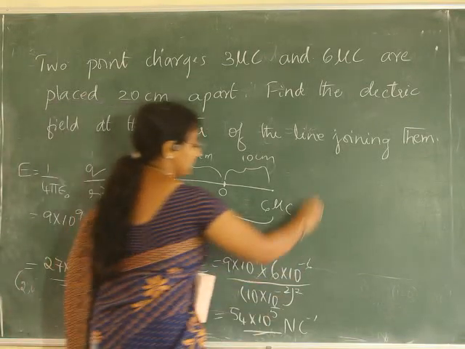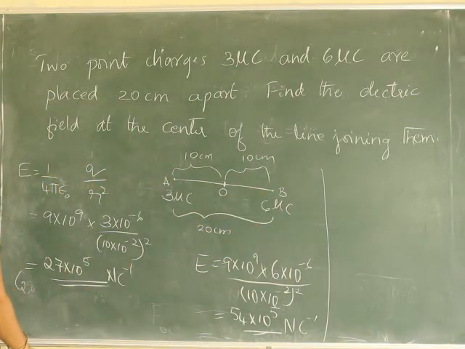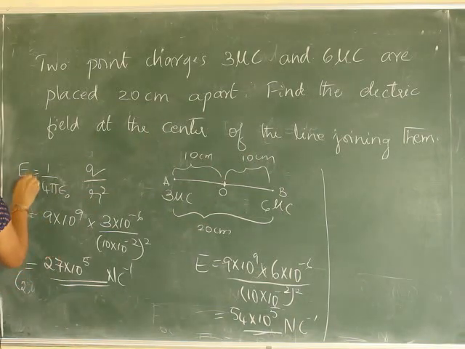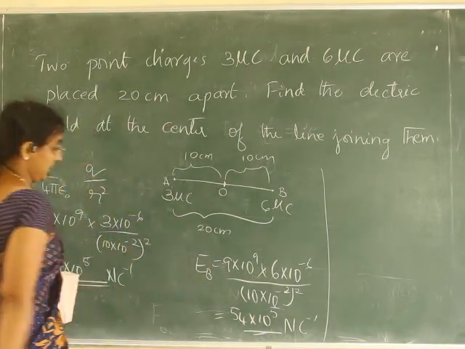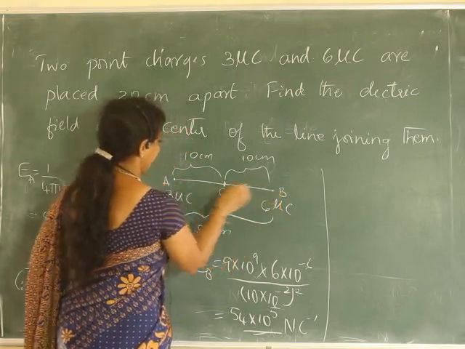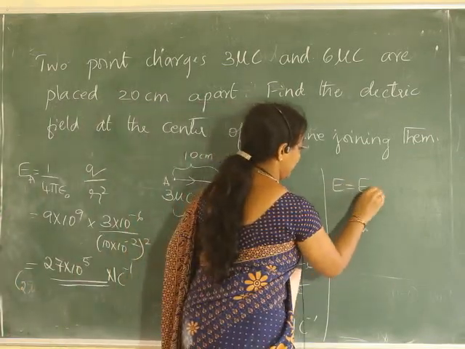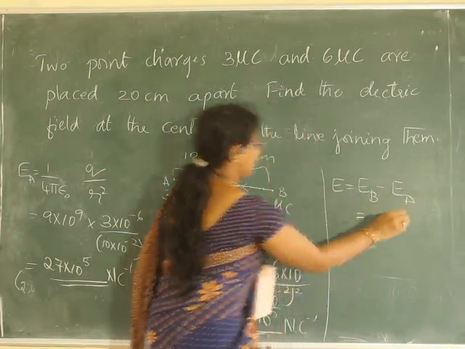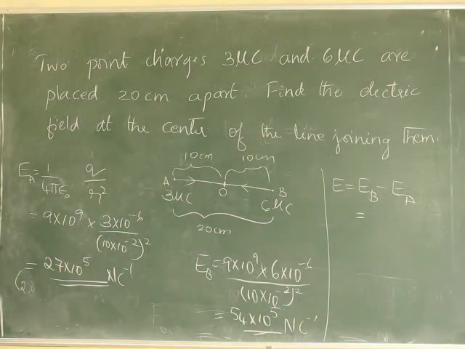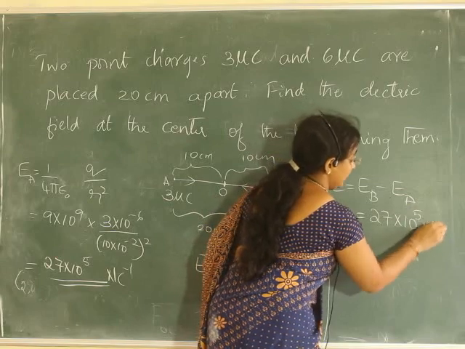If we mark them as A and B, this one is because of A, this one is because of B. Electric field, it is positive, so this should go away. This one also positive, should go away. Therefore, E is equal to EB minus EA. The final result: 54 minus 27 into 10 to the power 5 is 27 into 10 to the power 5 Newton per coulomb.